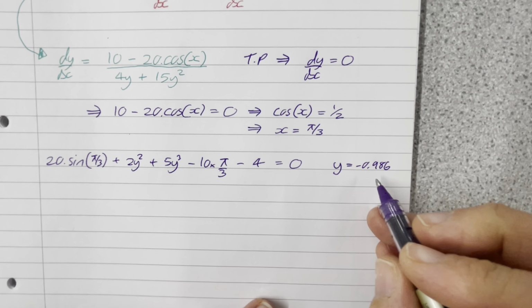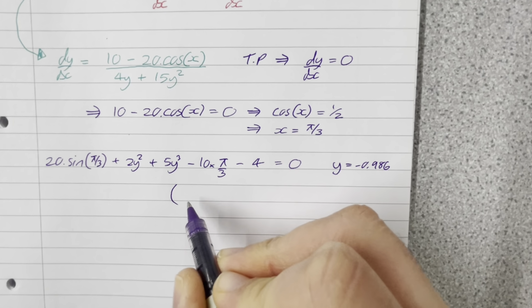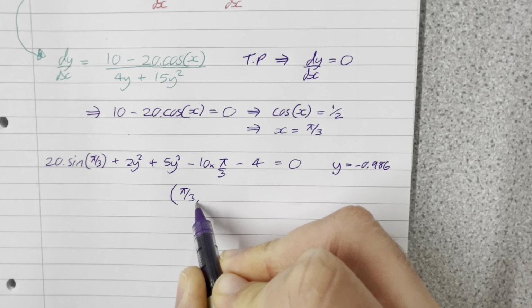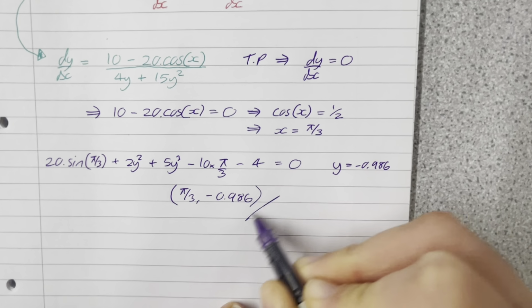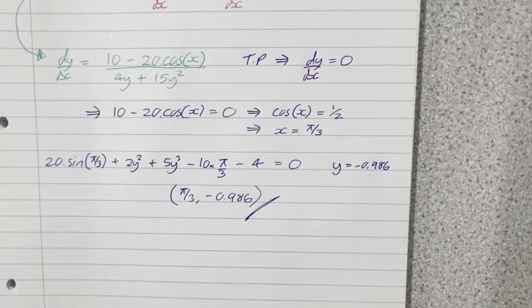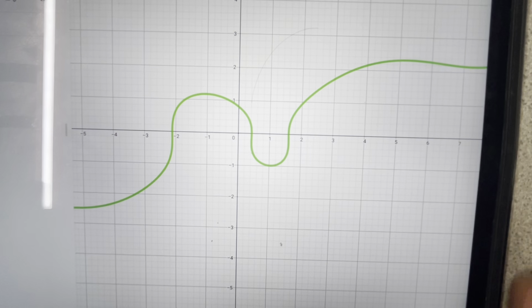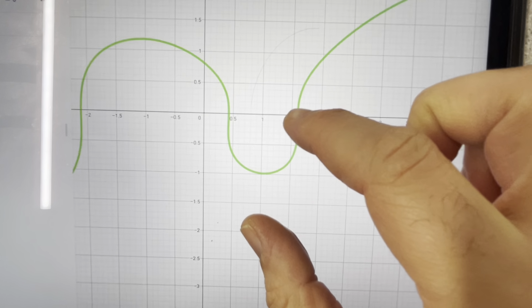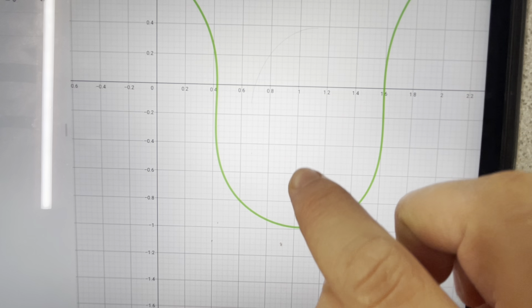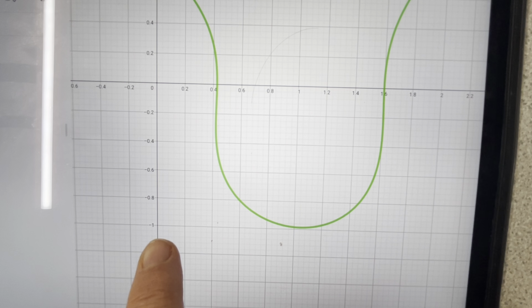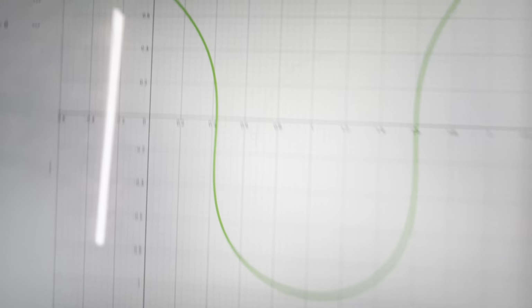If I plug that in, my coordinate then is going to be pi on 3, minus 0.986. And that's the coordinate of my turning point. Okay. And we can get the graph of that up. That was one of the 5 graphs I showed you at the beginning. And the coordinate of this point here is actually pi on 3, and then it's slightly above minus 1. It's minus 0.986. So that's the first one.